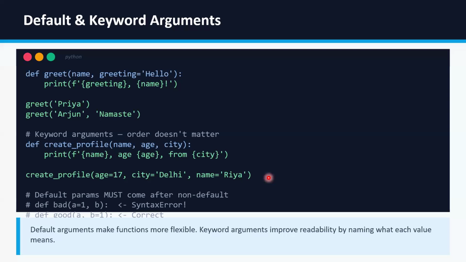In this case, Yuvan, what will be the output when you call this function? Ma'am, Ria, age 17, from Delhi. Very good. Ria, age 17, from Delhi. Got it? Anyone has any doubt?